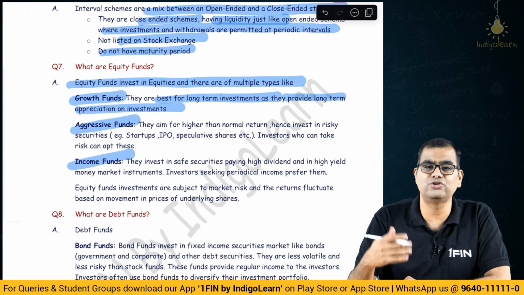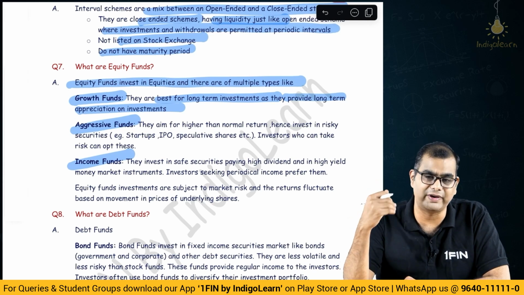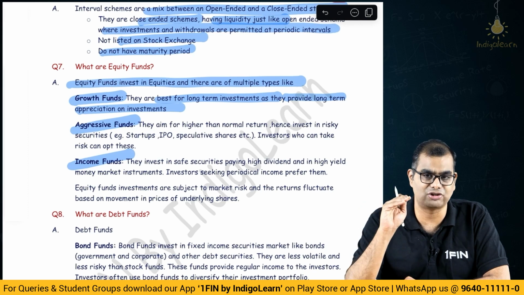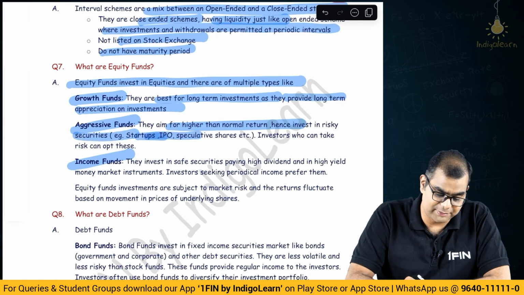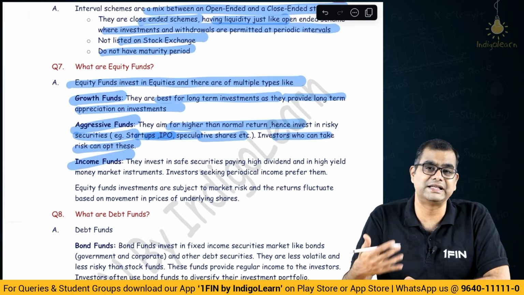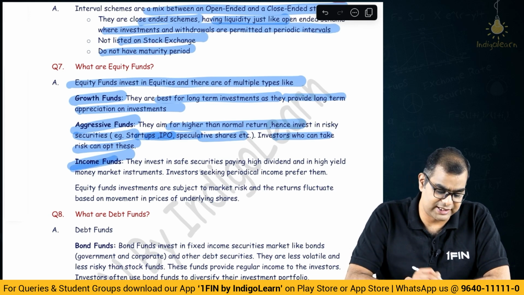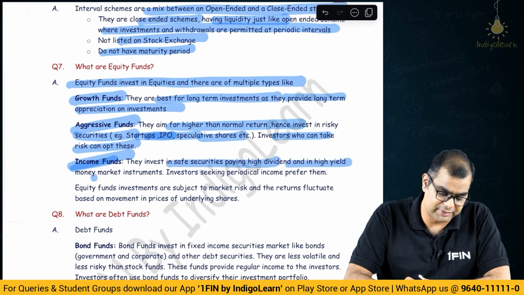So your basic idea is you want to grow. The value of the investment that you make is expected to grow. So you are waiting for capital appreciation rather than actual monthly income. Then you have aggressive funds. These aim for higher than normal returns and hence invest in risky securities such as startup IPOs, speculative shares, etc. Investors who can take risk can opt for this. Aggressive equity funds basically invest in risky company shares. Then you have something called income funds. These invest in safe securities paying high dividends and high-yield money market instruments.